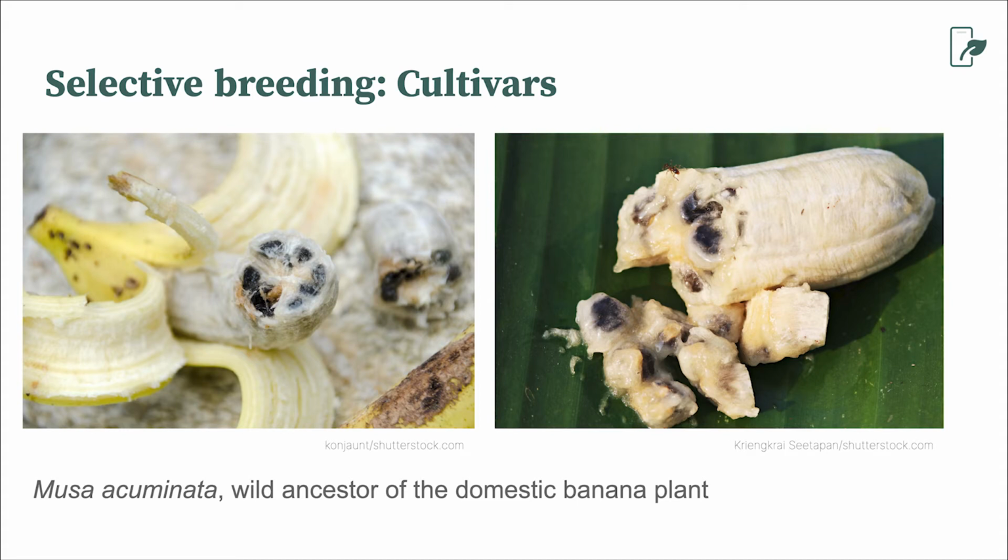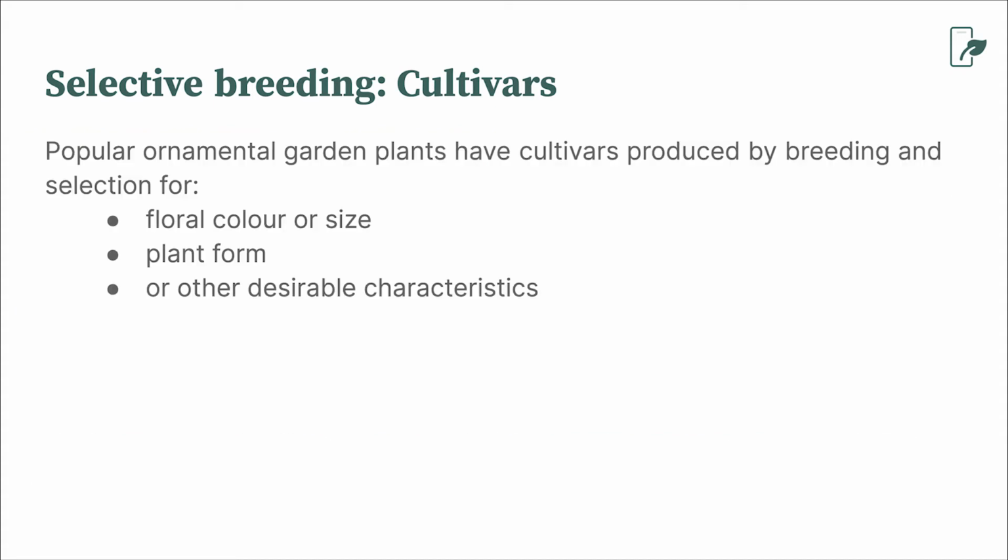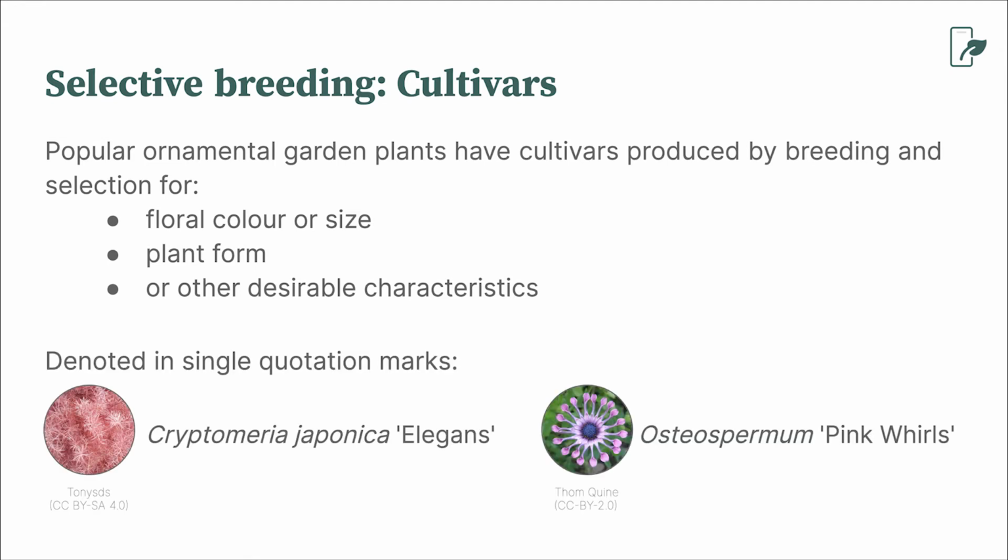So as I say, these cultivars are often garden plants, so they're often quite ornamental, and they've been produced by breeding and selection for particular traits. For example, it might be the flower color, or the size of the plant, or the size of the flower. Or it basically can be any desirable characteristics. And in terms of a scientific name, these are actually denoted in single quotation marks.